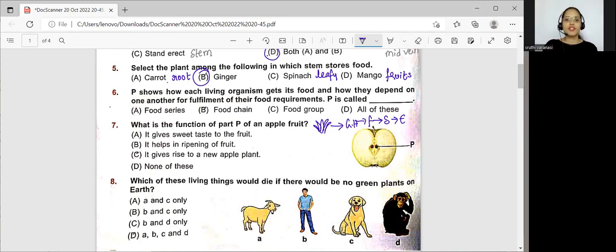So such a chain is called a food chain. So option B is the correct answer.